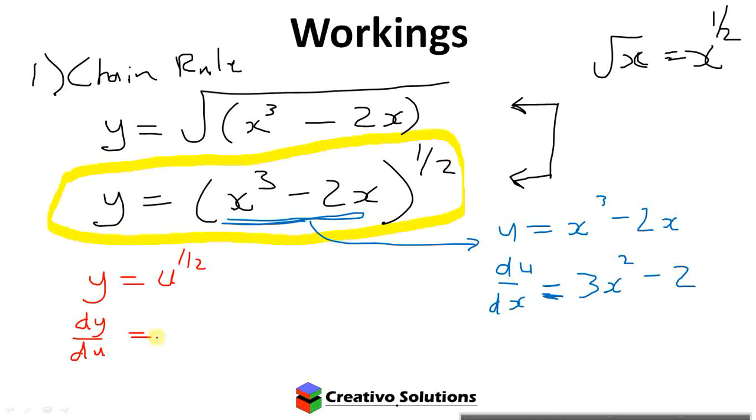So where's dy over du? Dy over du. So where is that? What is it? That's y. Y equals u to the half. So is that what I'm deriving? Yes, because what do we put into the expression? U. This would be a half. A half u. What else?